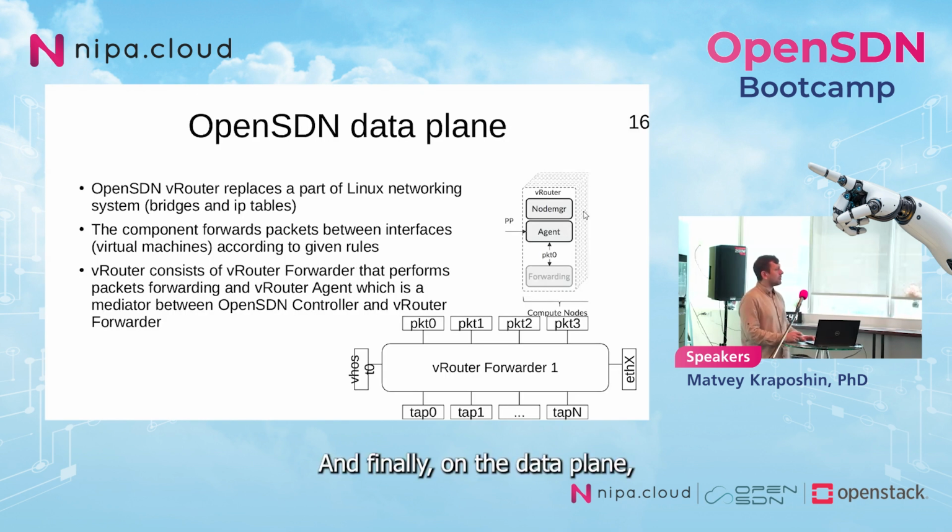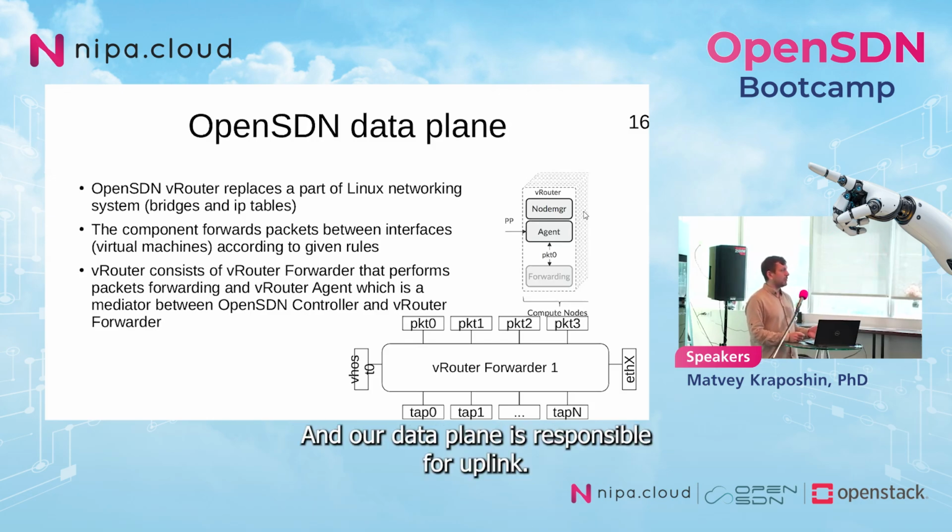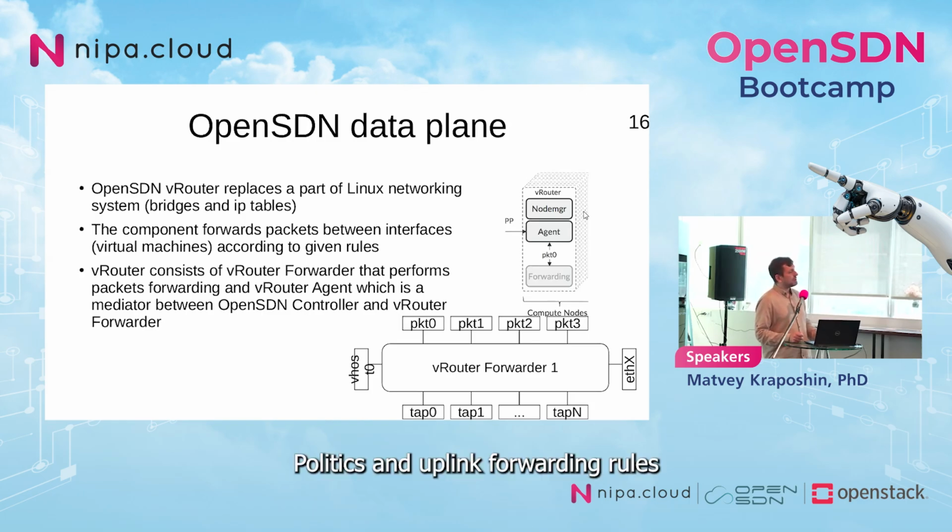And finally, on the data plane, we have our vRouter, which consists of the vRouter forwarder and the vRouter agent. And our data plane is responsible for applying policies and applying forwarding rules to packets.